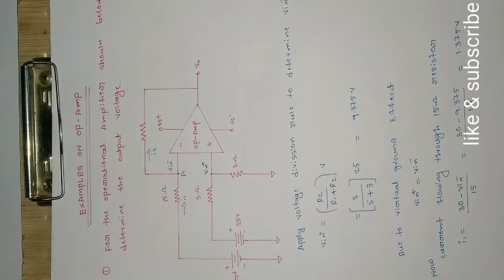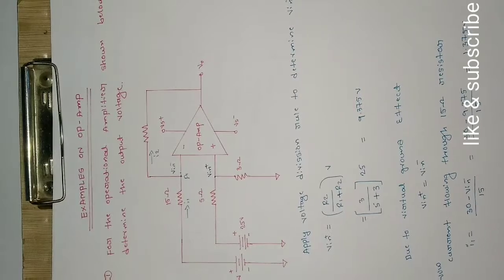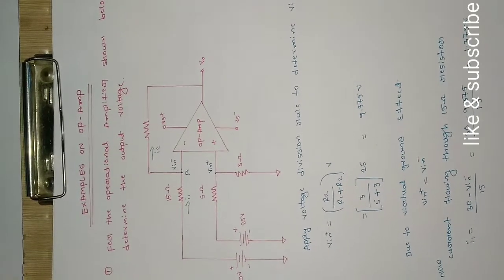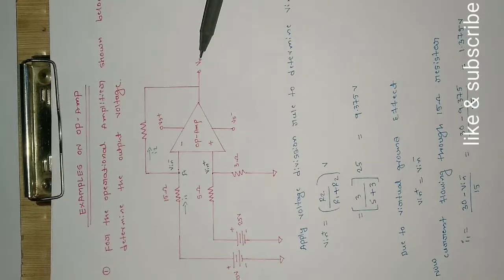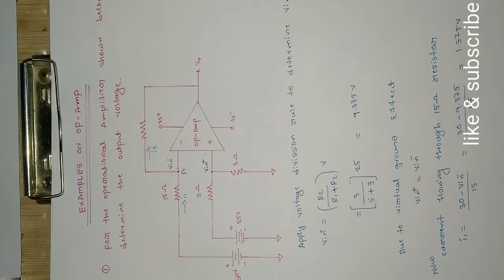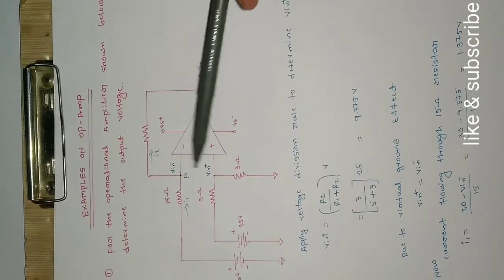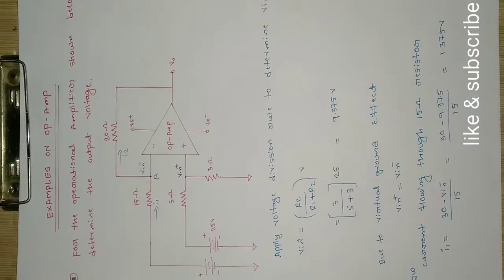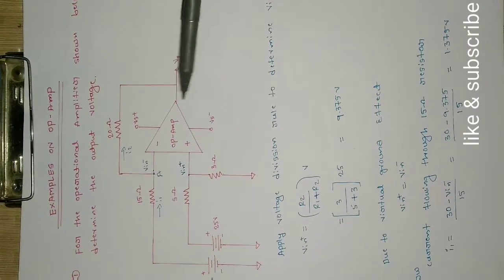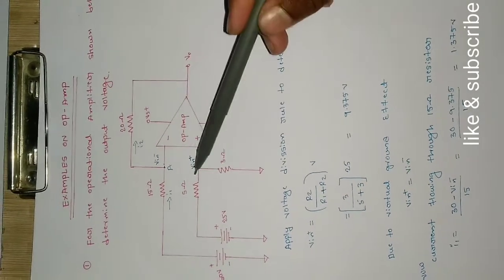Okay, so let us try the first problem now. The first one is, for the operational amplifier shown below, determine the output voltage. So they have given an operational amplifier and they are asking to find out the output voltage, that is V naught here. So this is the 15 ohm and 5 ohm. The feedback resistance here is 20 ohm, and this is the power supply which is applied to the operational amplifier here. Then V naught is the output voltage, and this is the voltage divider circuit here.